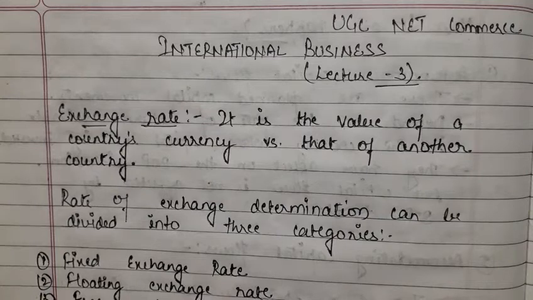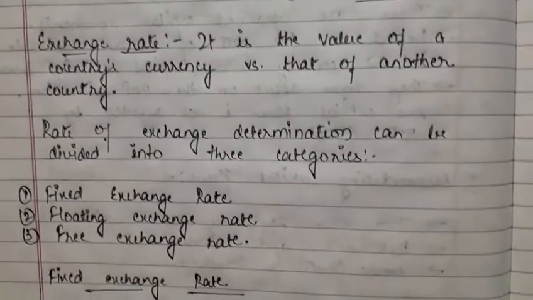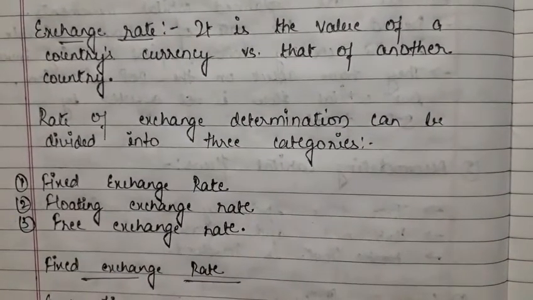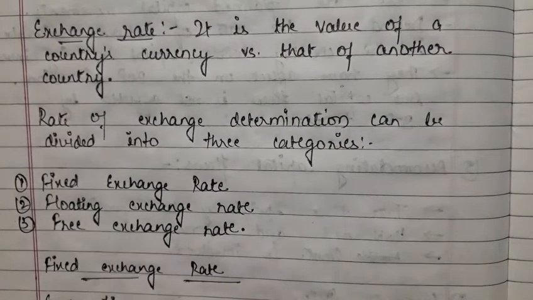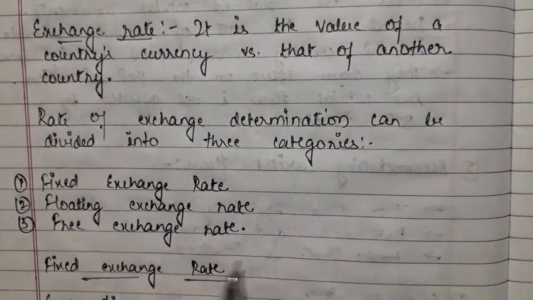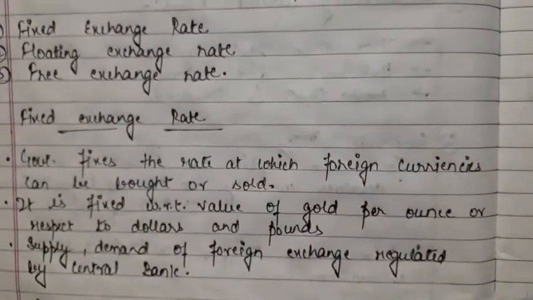For determining the exchange rate, we have three methods. The first one is fixed exchange rate, then floating exchange rate, and free exchange rate. Firstly, we are going to do the fixed exchange rate.